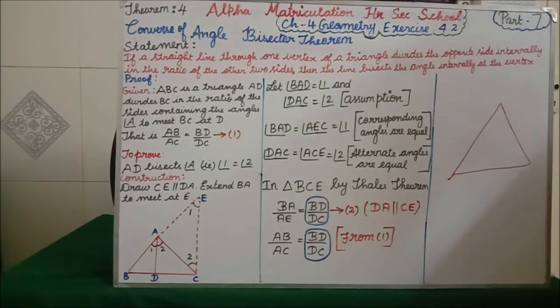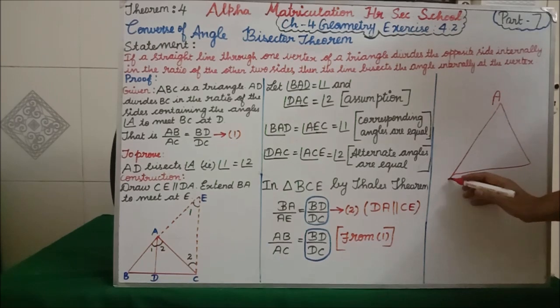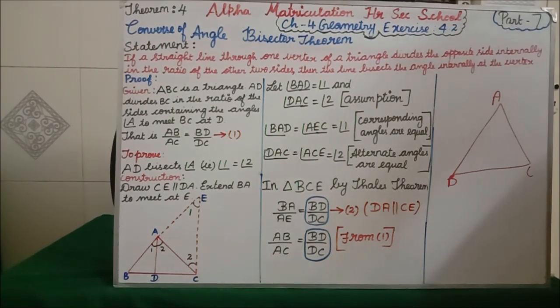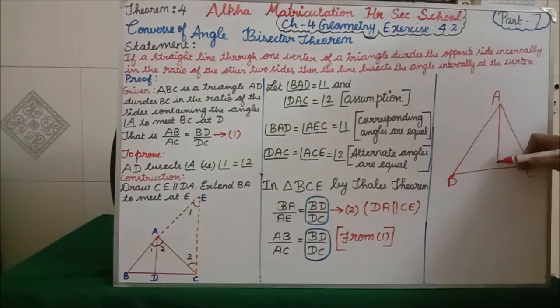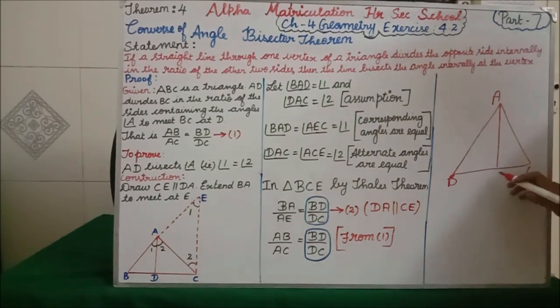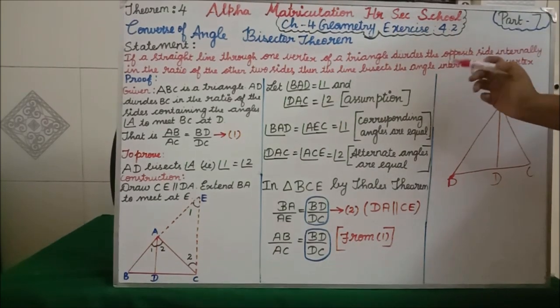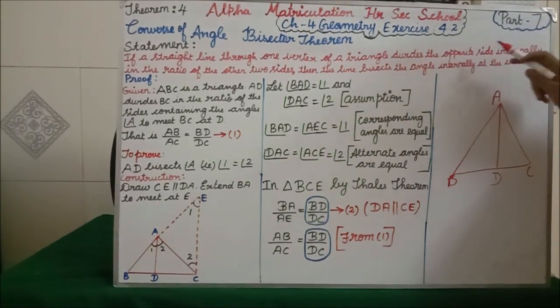If a straight line through one vertex of a triangle... what does it mean? This is vertex A, this is vertex B, and this is vertex C. So from any vertex we have to draw one line. I am drawing from here. I have drawn it and I am writing D here. Clear? One vertex of a triangle divides the opposite side.